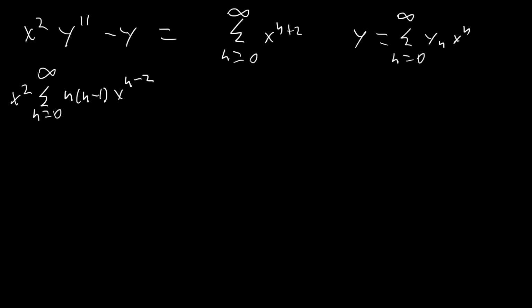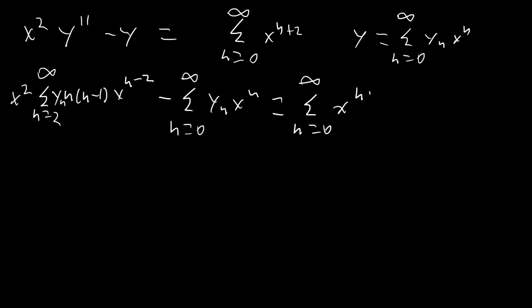However, since we differentiated twice, the first term is going to disappear because it was a constant, and the second term is going to disappear because it was x to the first power, so the second derivative of that is 0. So we need to shift the index over to 2, as so, right there. And then for this other sum, it's just going to be the sum from n equals 0 to infinity of yn x to the n. And we're going to set this equal to the sum from n equals 0 to infinity of x to the n plus 2.